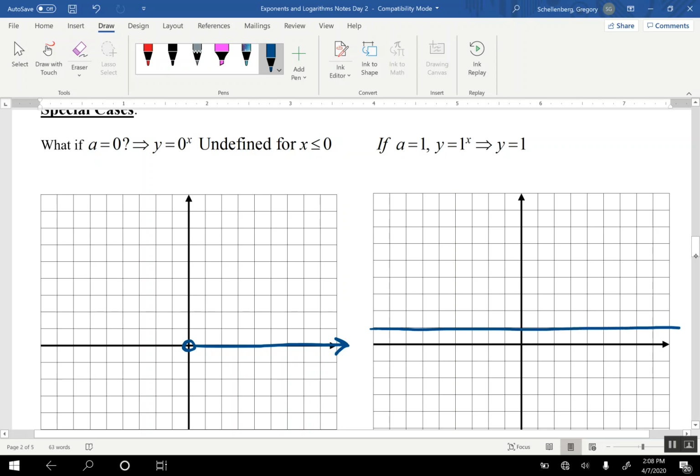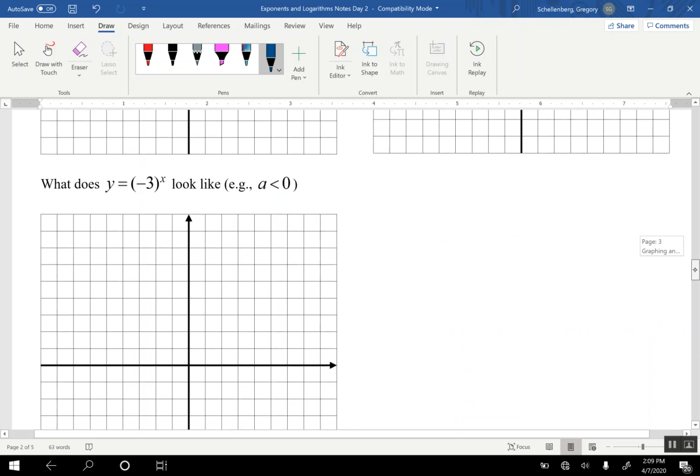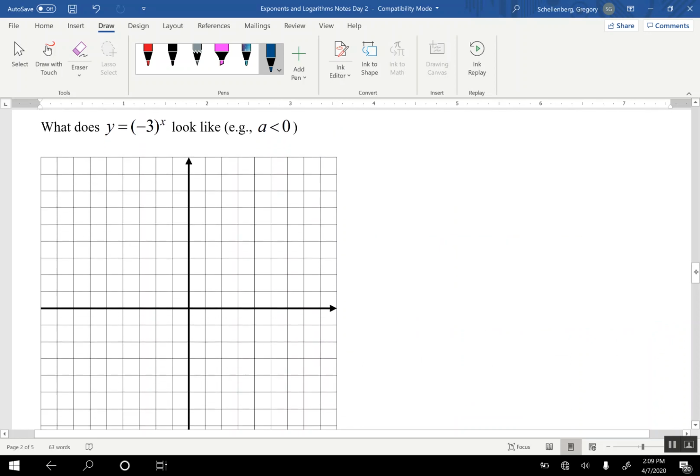Just a straight line at y equals 1. Okay, so getting a little bit ahead of ourselves, that'll be another restriction on our base. We cannot have a logarithmic function with a base of 1. Okay, how about negative 3 to the x?